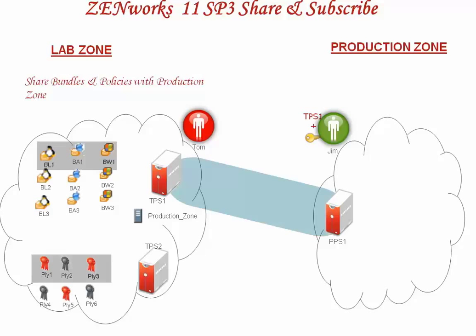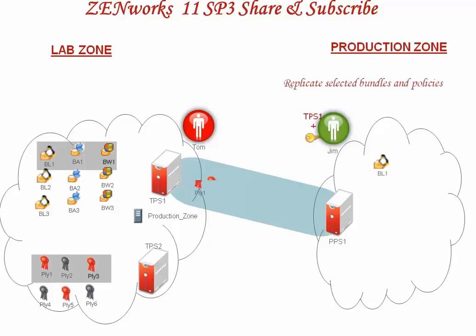Jim reviews the shared objects and selects only those that are important to him. He selects Bundle BL1, BW1, and Policy 1, and Policy 3. And then replicates them to a zone.